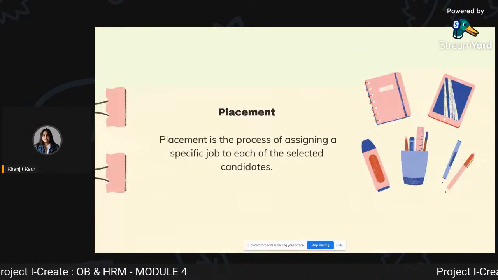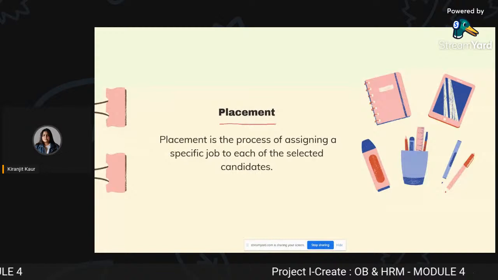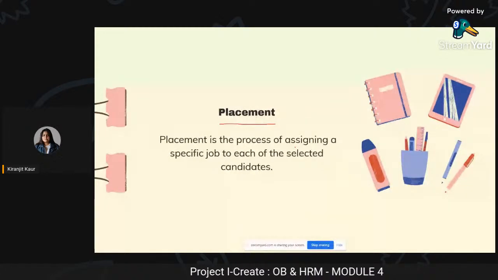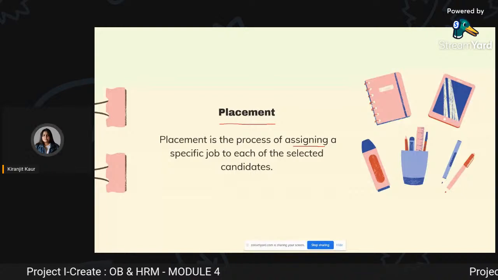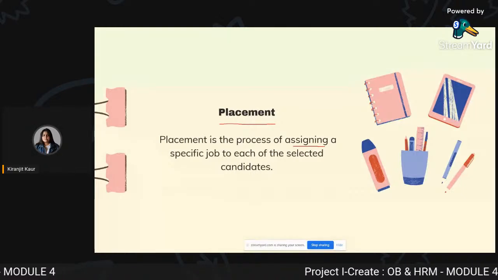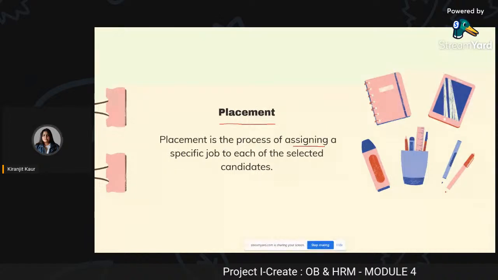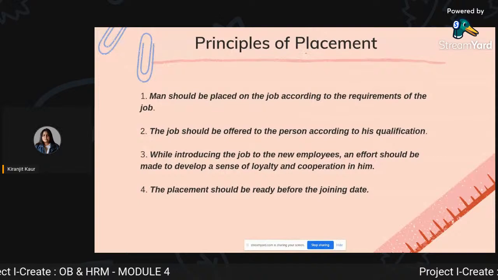Now we'll discuss placement. What is placement? Placement is the process of assigning a specific job to each of the selected candidates. Placement is a kind of process where we assign a specific kind of job to each candidate according to their qualification.